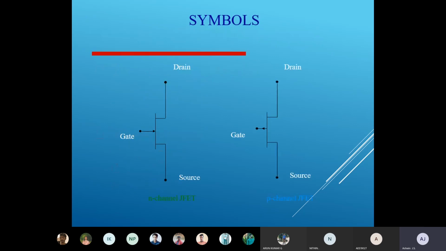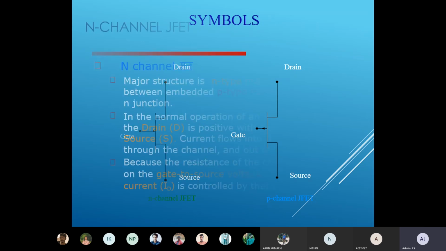These are the symbols for the N channel and P channel. You should draw them exactly how they look. The arrow mark indicates whether it is an N channel or P channel. For an N channel, if you look at the gate, the arrow mark is directed towards the transistor, and in a P channel it is away from the transistor.